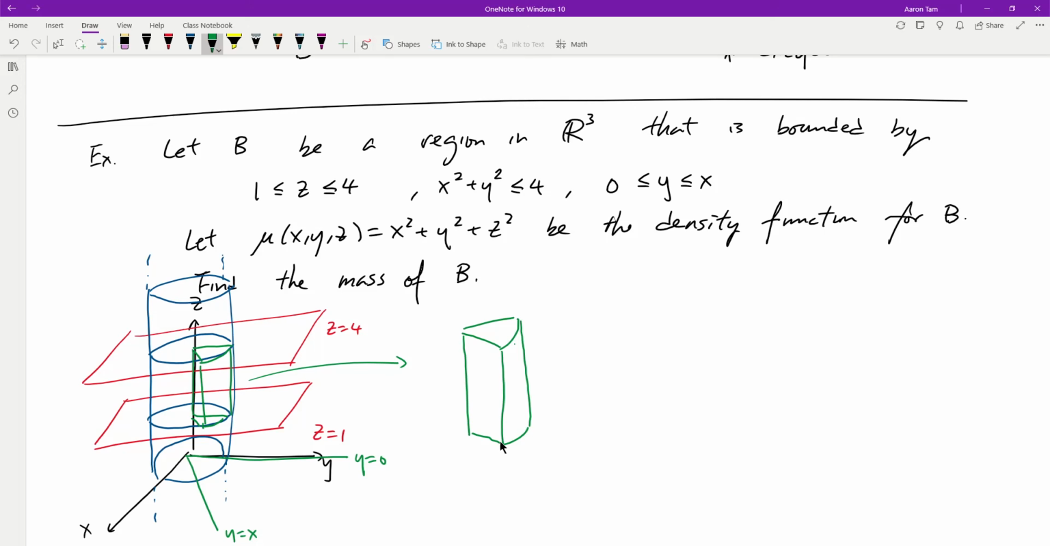Okay. So this plane right here is basically y equal to x. And then this line right here is y equal to 0. This curve right here is x squared plus y squared equal to 4. And then the top is z equal to 4, and the bottom is z equal to 1.